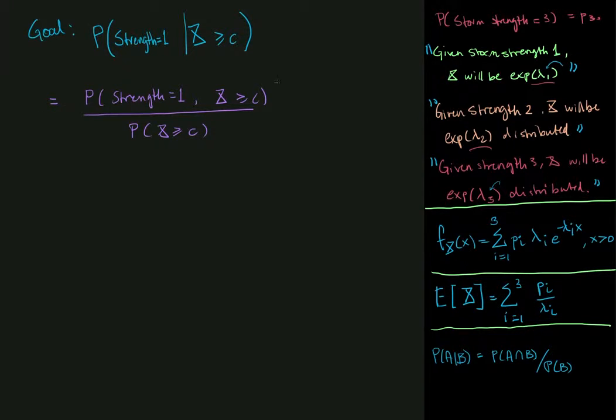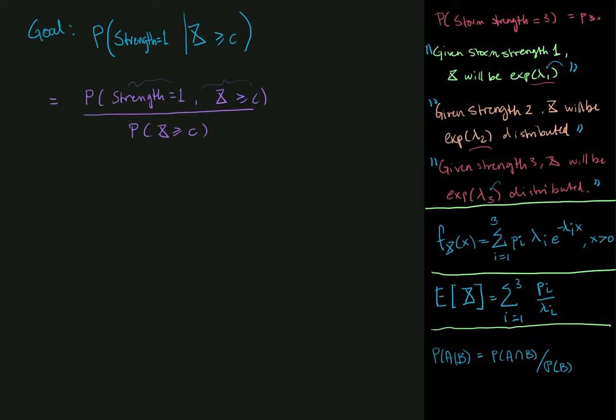Now this down here is not hard to calculate, right? Because we know the density of X, so hence we can find the probability of X belonging to any set. But this one here, the probability that strength is equal to 1 and X being greater than or equal to C, so the joint probability, the probability of the intersection of these two events. Well, how do we find that?